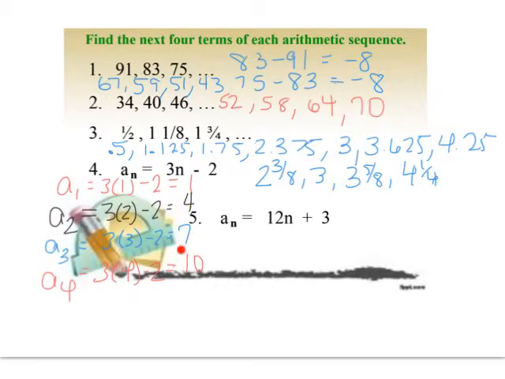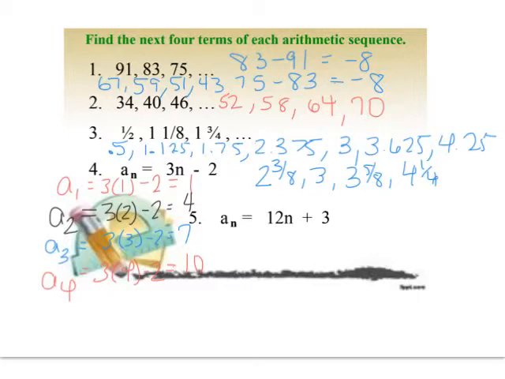4, a_3 was 7, a_4 was 10, you should notice an arithmetic pattern. If I add 3 to 1, I get 4. If I add 3 to 4, I get 7. If I add 3 to 7, I get 10. So this is an arithmetic sequence of terms where the common difference is 3. We keep adding 3 each time. Also notice that 3 is the number I'm adding, but it's also the number that was being multiplied by n, and that is not a coincidence.